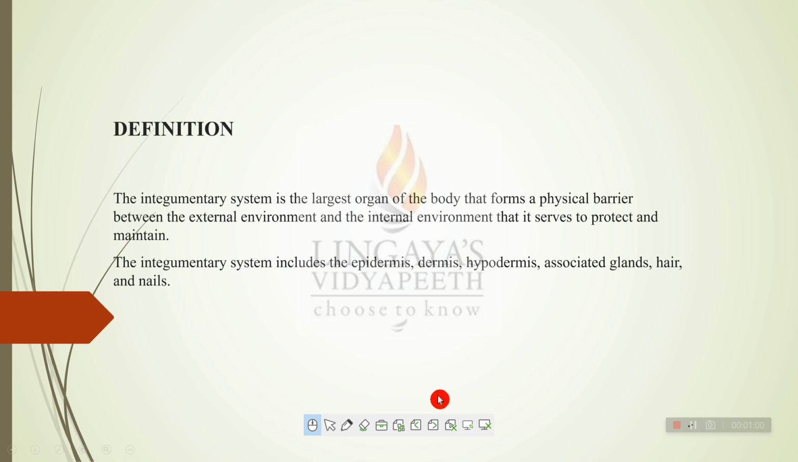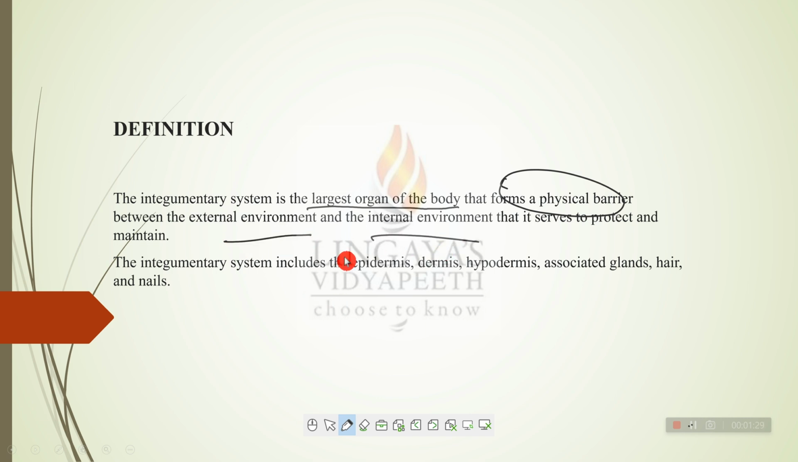First of all, let's understand what the integumentary system actually is. The integumentary system includes hair, scales, feathers, hooves and nails. It is the largest organ of the body. If we talk about the external organ, it is the largest external organ of the body, which forms a physical barrier between the external environment and the internal environment.